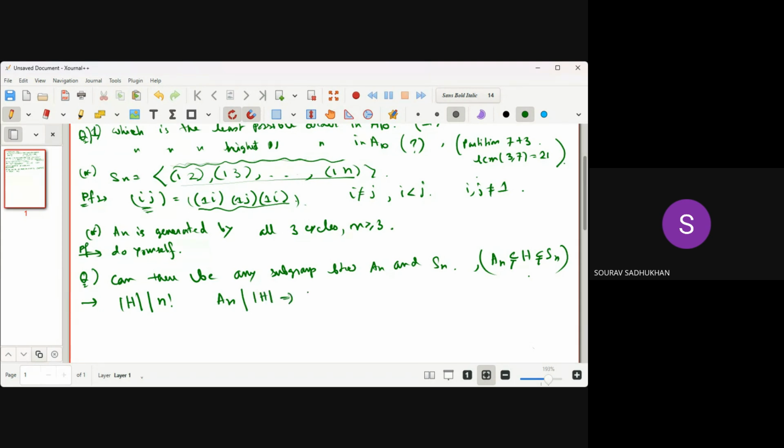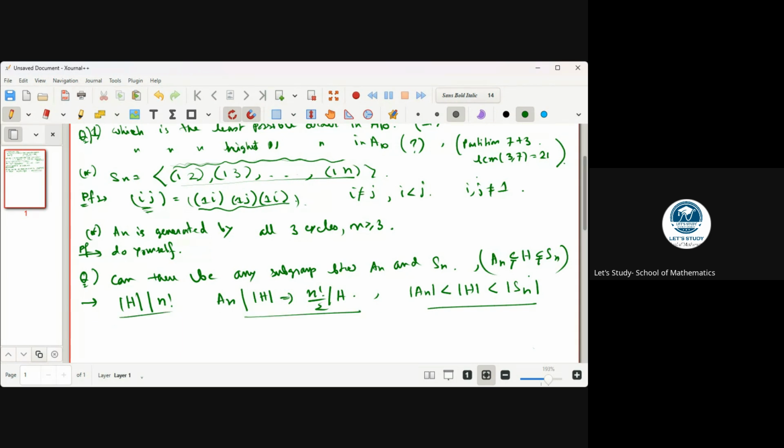Now, if H is a proper subgroup of S_n and properly contains A_n, then the cardinality of H is less than n factorial and greater than n factorial by 2. This is not possible with these two conditions simultaneously satisfied. So either it has to be n factorial itself, or it has to be n factorial by 2. That means H has to be either A_n itself or S_n. Nothing else can be possible.